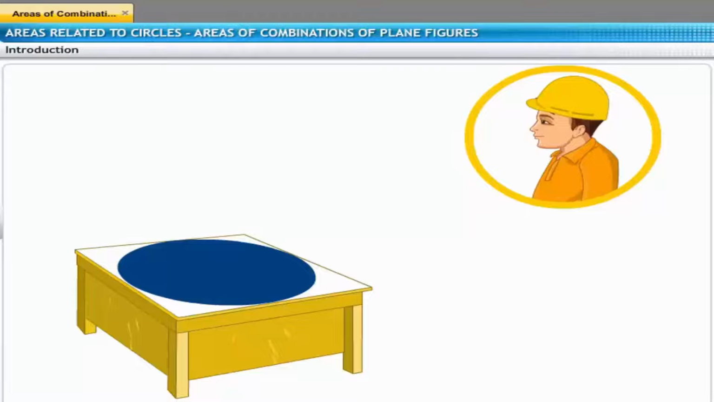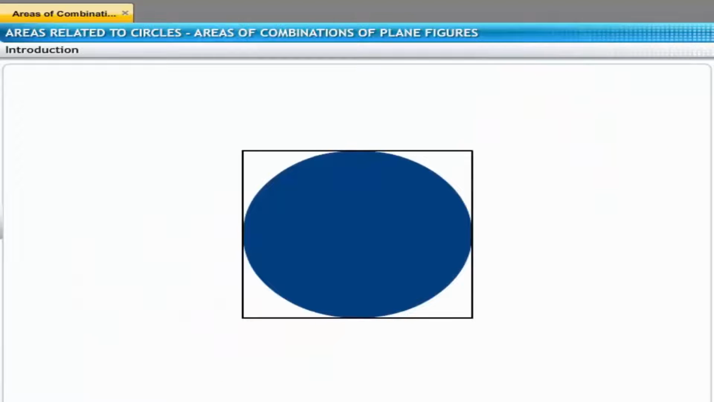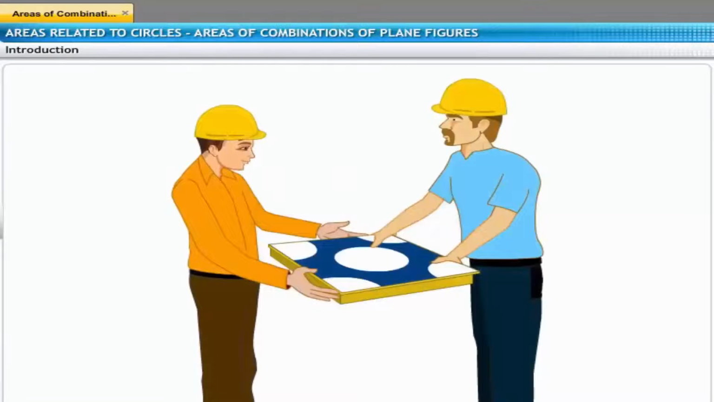Its top had a design that looked like a circle inscribed in a square. As you can see, the circular region is in blue, and the rest of it is in white. Joe now wants to make a table with a different design, and he would like Sam to help him.